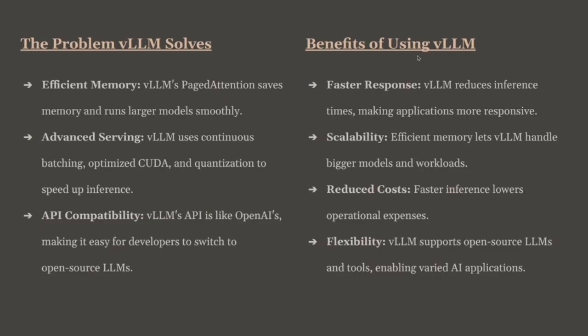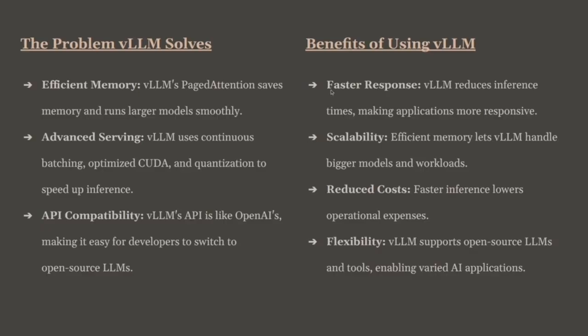First, the problem. Running large language models is often memory intensive and slow. vLLM solves this by using page attention, which saves memory and allows even larger models to run smoothly. It also uses continuous batching, optimized CUDA kernels, and containerization techniques to make inference much faster. And the best part, its API is very similar to OpenAI's API. So developers can easily switch to open source LLMs without major changes.